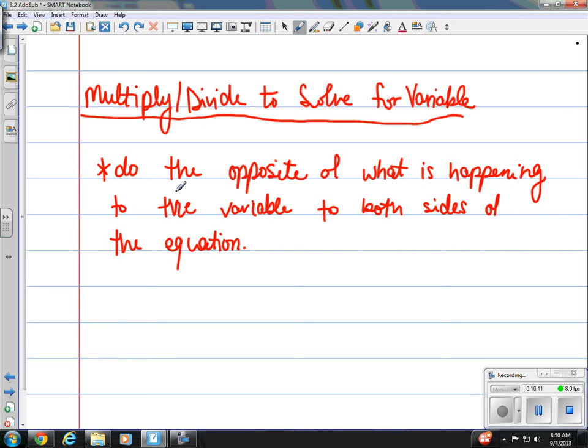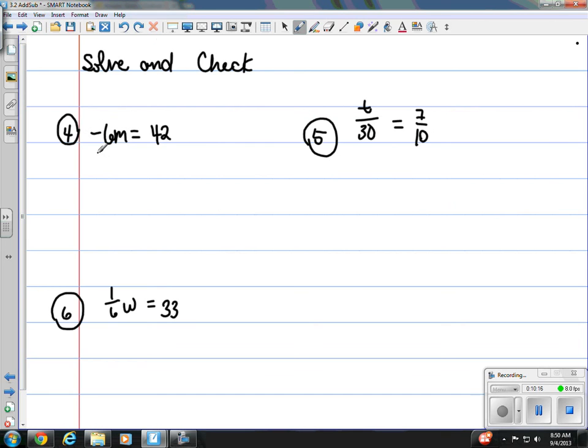Once again, our goal is to isolate the variable to get it by itself. Okay? So we're given these and we're asked to solve and check. So for our example 4, we're given negative 6m equals 42. So you look right here and say negative 6 is right beside your m. So if they're side by side, they're being multiplied. So the opposite would be to divide both sides by negative 6. Negative 6s cancel. m equals negative 7.